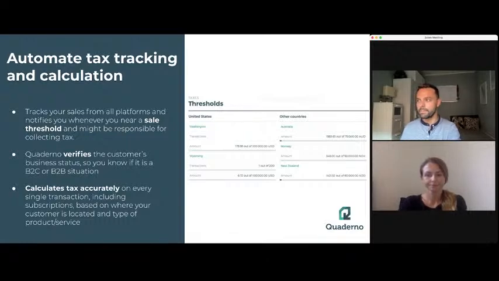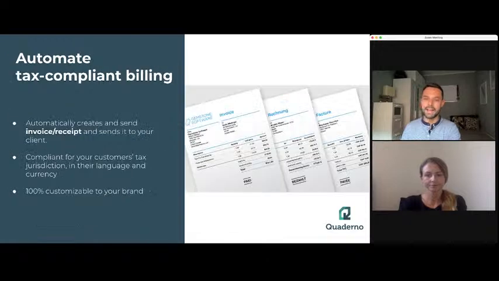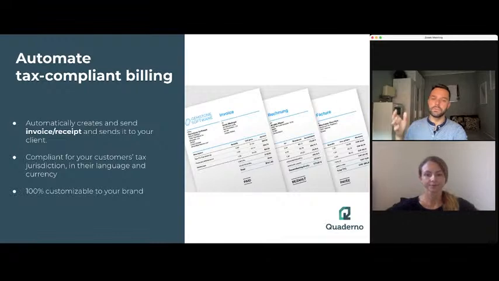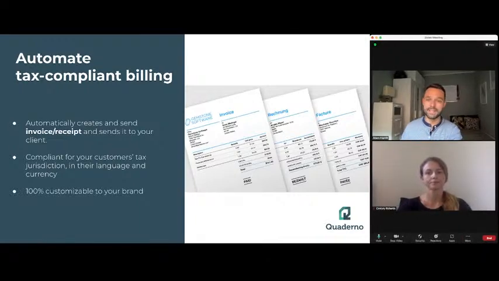All right. So next is automating tax compliant billing. Okay. And Quadrano automatically creates invoices or receipts and sends them to your clients. These receipts are compliant for your customer's tax jurisdiction. It's in their language, it's in their currency, it has the information that's necessary in that tax jurisdiction, so they're always compliant. And the best part is that they're 100% customizable to your brand, so they look awesome, and you can maintain a really great customer experience while automating the entire process. That doesn't suffer at all.